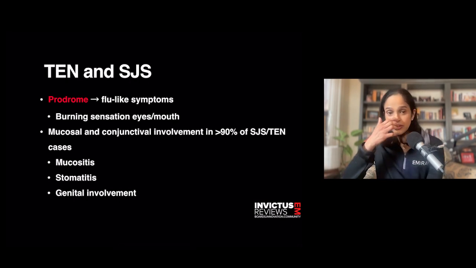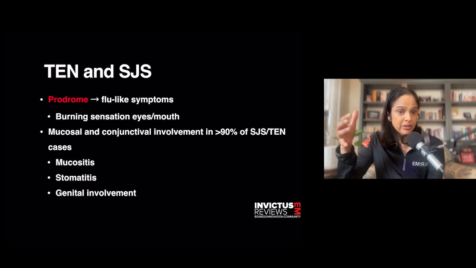And so they will also get a prodrome, right? A flu-like thing, maybe a burning sensation in the eyes and the mouth. That means that this thing is coming. That's the harbinger of the mucosal involvement. You do get mucosal or conjunctival involvement in probably 90%. So that's going to be your tell. Look in the eyes, look in the mouth, mucositis, stomatitis, genital involvement. So you've got to look at all those places.